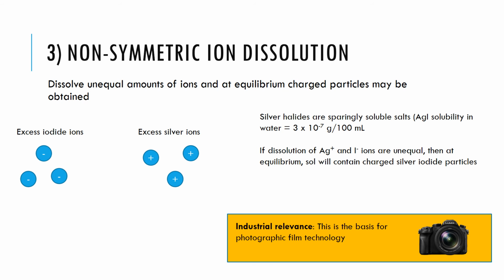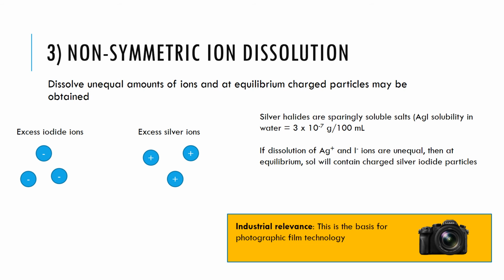Now, we can also use a technique called non-symmetric ion dissolution. I'll give you an example of this here. What we're doing here is we're dissolving unequal amounts of ions and waiting for equilibrium to be obtained. And because we've dissolved unequal amounts, we end up with a charged particle. So a good example of this are the silver halide salts, and they will form particles.